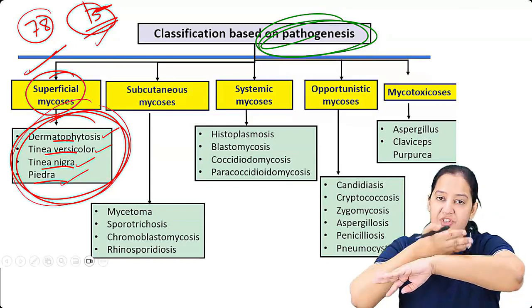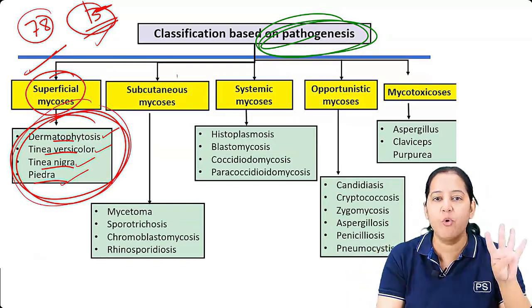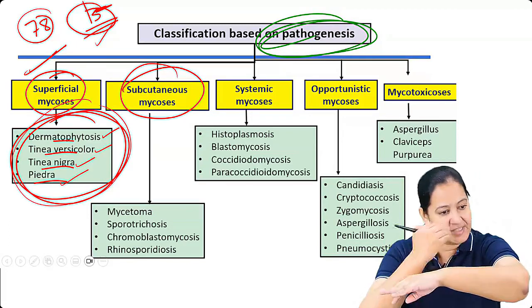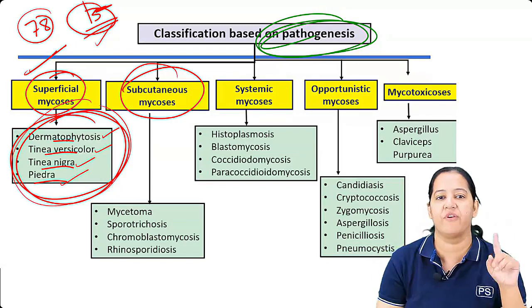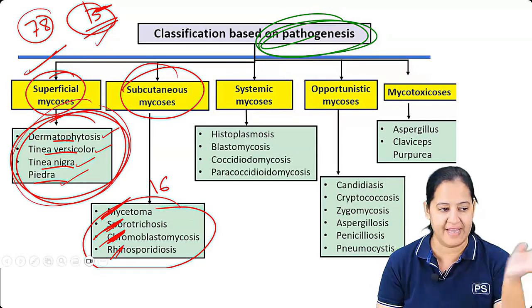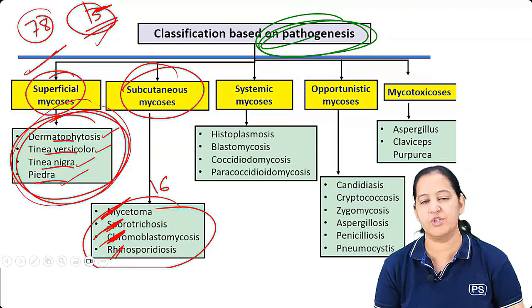Just below the superficial, we have the subcutaneous layer. There are four fungi which involve the subcutaneous layer, not the superficial: Mycetoma, Sporothrix, Chromoblastomycosis, Rhinosporidiosis. Please see page number 16 of your chart, the next page, the next four fungi. I'm going to teach you all four one by one.